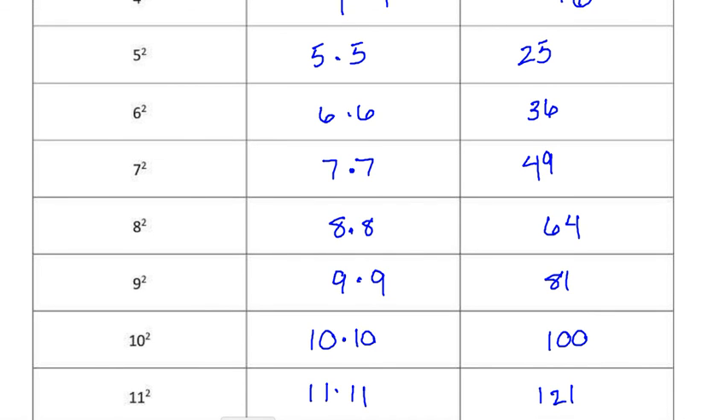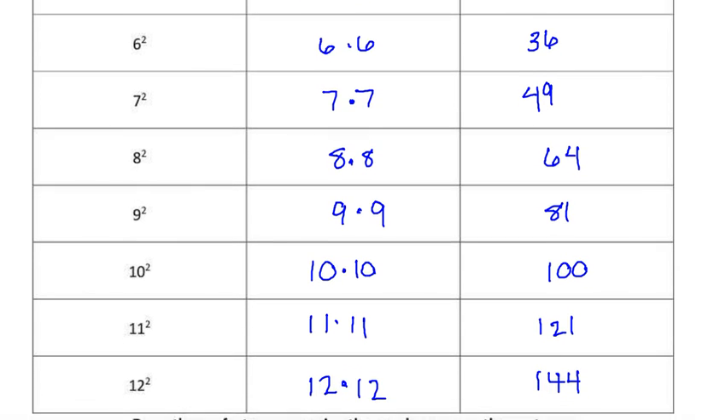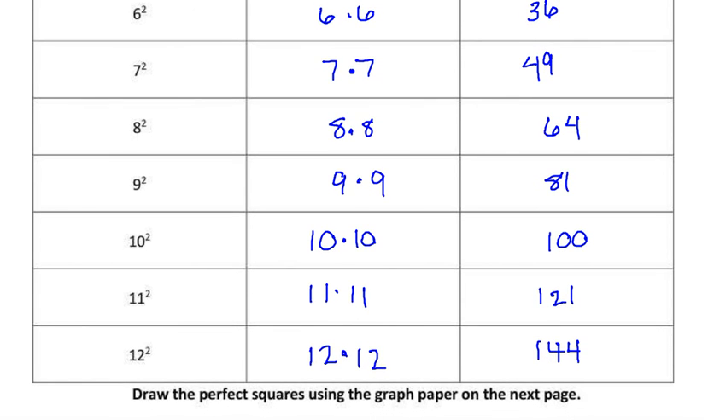So here are your answers. And like I said, you did not need to draw them on the other page because the squares do start to get large. The 12 by 12 square will be made up of 144 pieces.